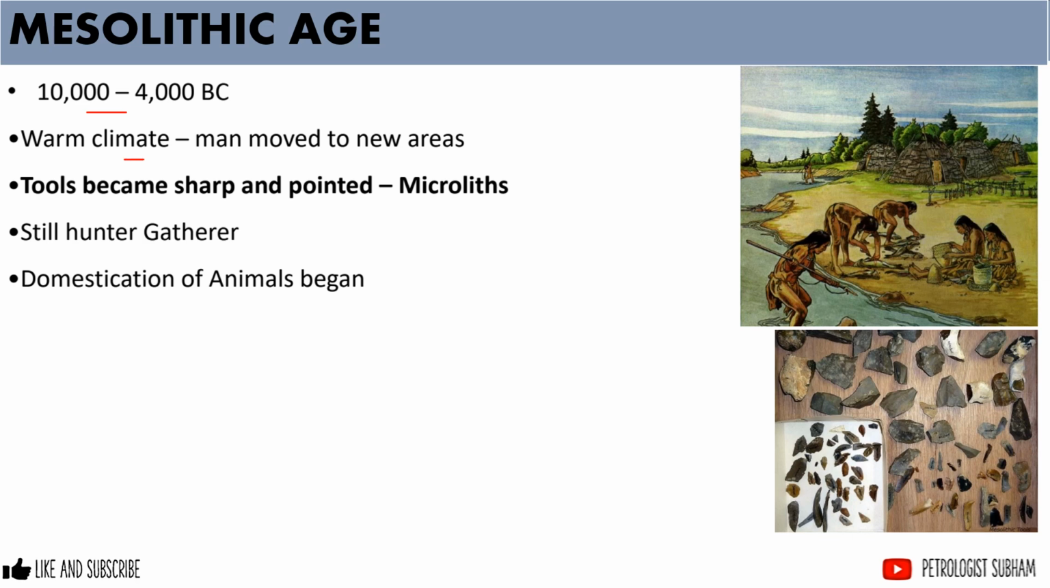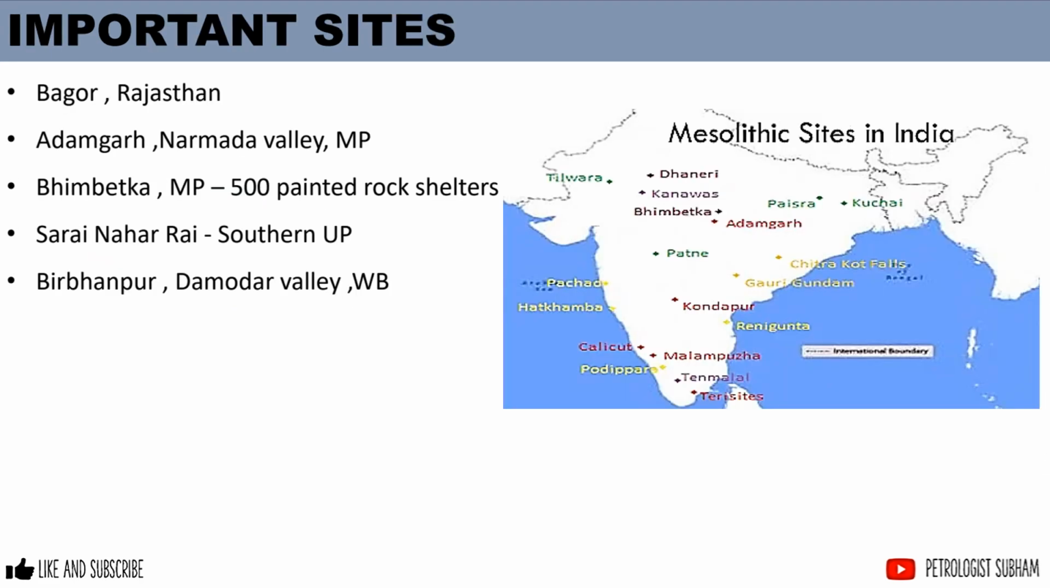Mesolithic is the period 10,000 to 4,000 BC. Warm climate, man moved to new areas, tools became sharper, people became a little bit sharper as well. The small, sharp tools together were known as microliths. See here in the picture illustrated here. Still, they had a hunter-gathering setting. Domestication of animals began. This was the first time they started to domesticate animals and make them their livestock, right?